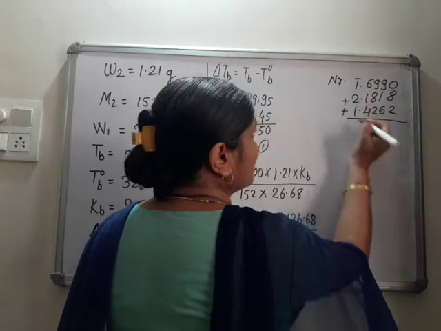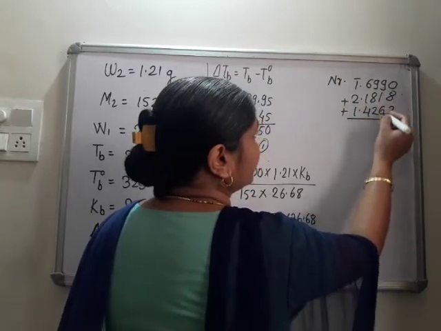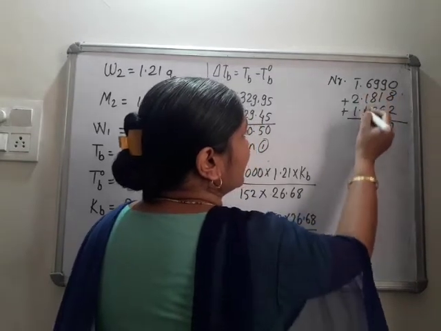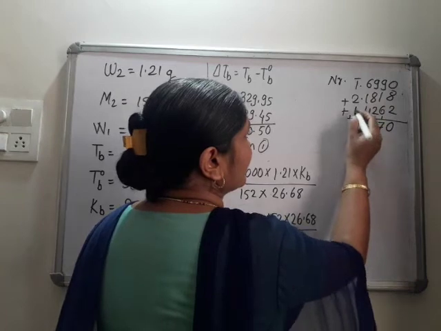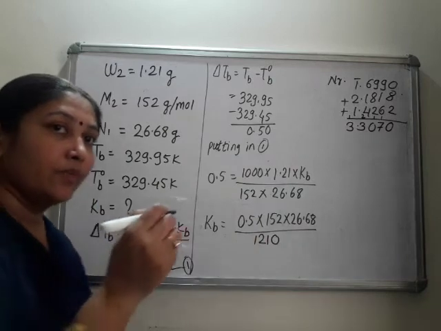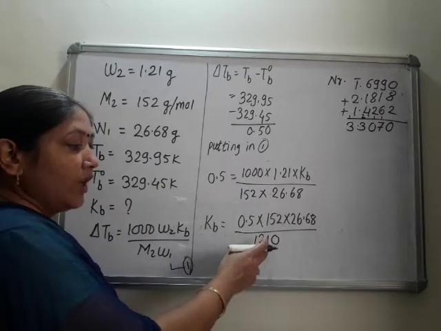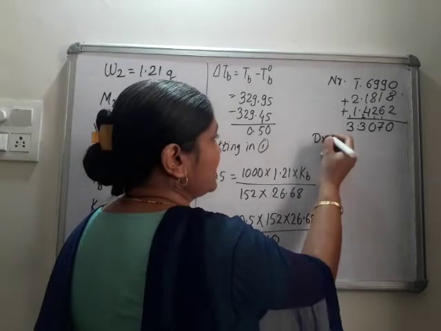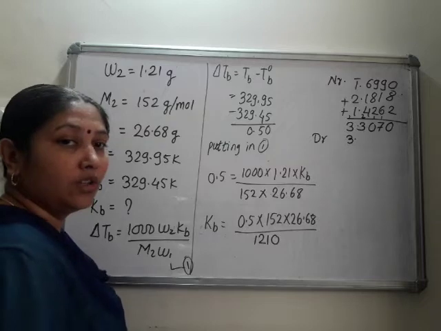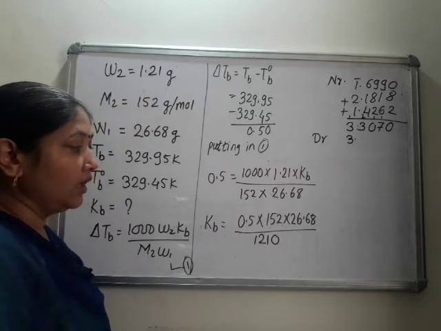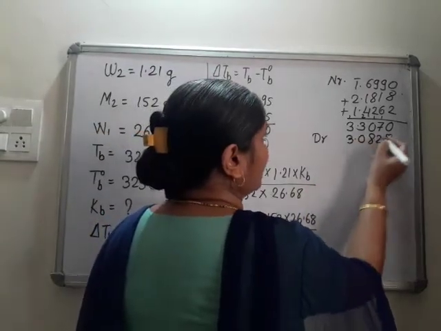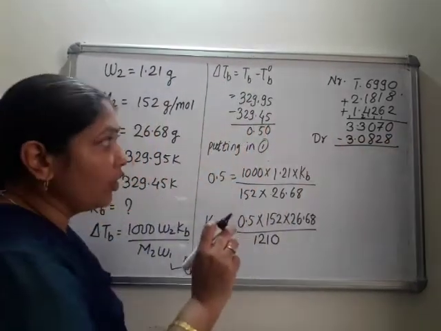Add these values: 10, 17, 20, is it 3070? And what is the log of 1210? Denominator we will subtract. Log of 12 in 1, 12 in 1, log 0828. Subtract this, log of numerator minus log of denominator.